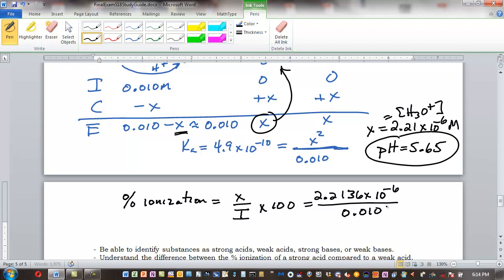of the choices on the multiple choice, so it's good to carry some extra sig figs. Initial 0.01, multiply by 100. And I get a percent ionization of 0.022. I think we really only had 2 sig figs to start. 0.022%.